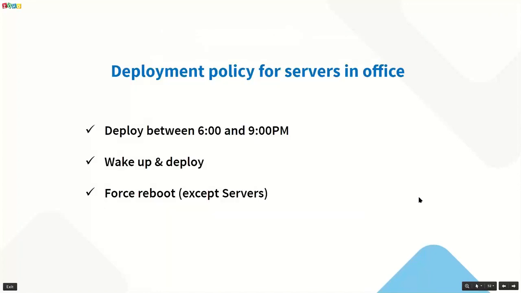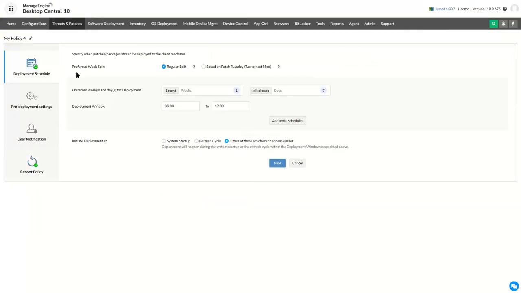And then another example to define the policy for servers in your office. Deploy between 6 a.m. to 9 p.m. If the servers are in a shutdown state, wake up the servers and deploy the patches. Force reboot except servers. The same. Deploy all the weeks of a month and all the days of a week. 6 a.m. to 9.